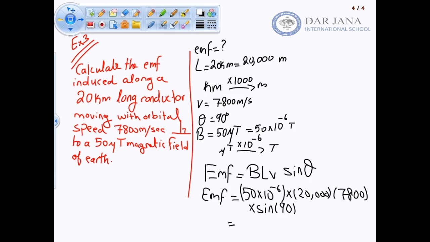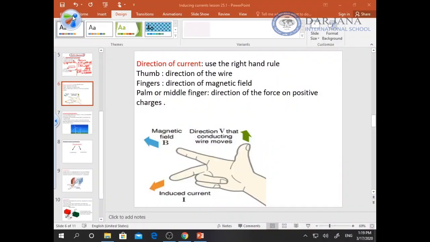I am going to calculate it right now. So on the calculator, 50 times 10 power negative 6 times 20,000 times 7,800, it's going to be 7,800 volts. This means that if you have a long conducting wire of length 20 kilometers and you are moving with, let's say, a very fast airplane with a speed of 7,800, and you have this conducting wire from the window perpendicular to the earth, it will give you a voltage of 7,800 volts. So we are inducing voltage, we are producing voltage without a voltage source.